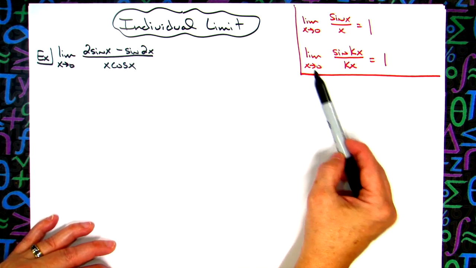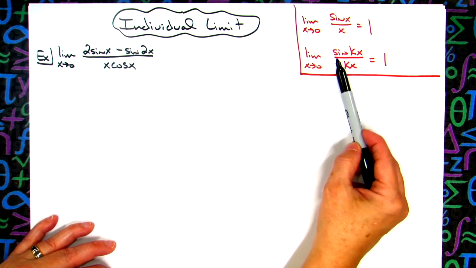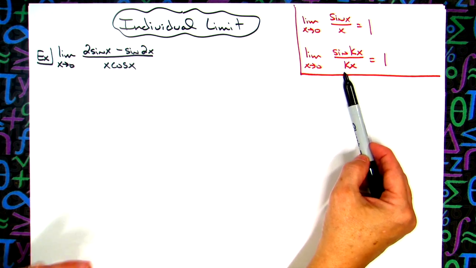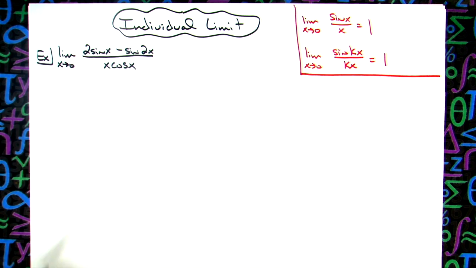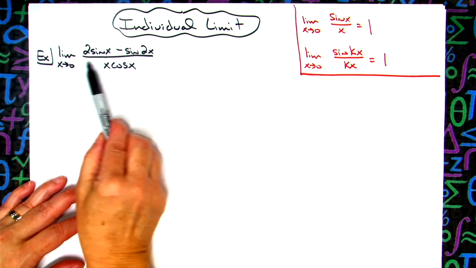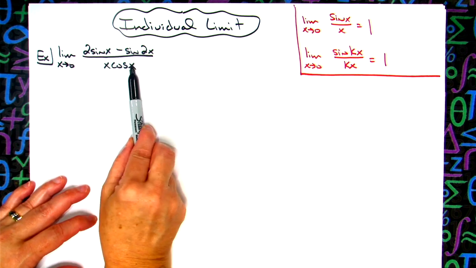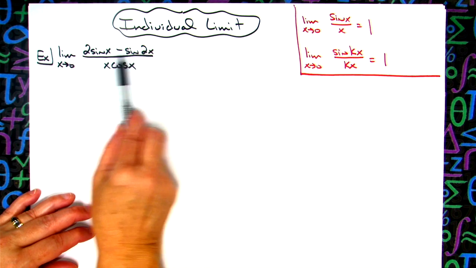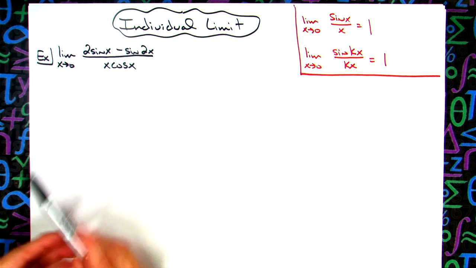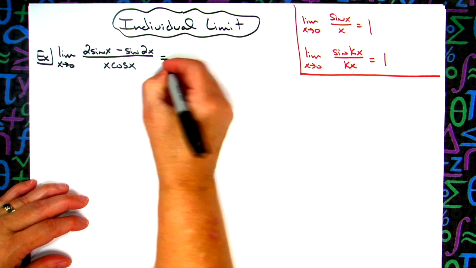Same thing with this one, the limit as x approaches 0 of sine kx all over kx. Again, you probably went through a proof to show that this is equal to 1. So we will use those two properties to do this limit. Now, first thing I'm going to look at is that I have a rational expression here, or in other words, a fraction. Since I have subtractions with a common denominator, that's the first thing I'm going to do.